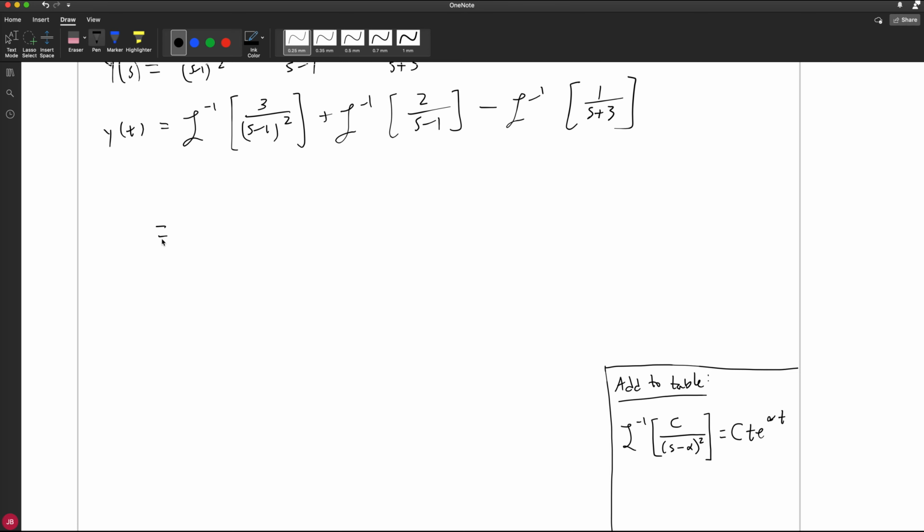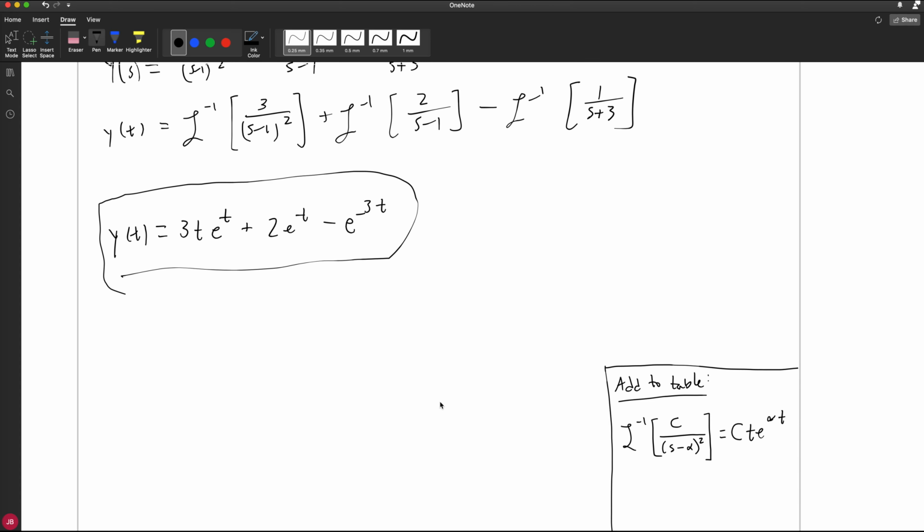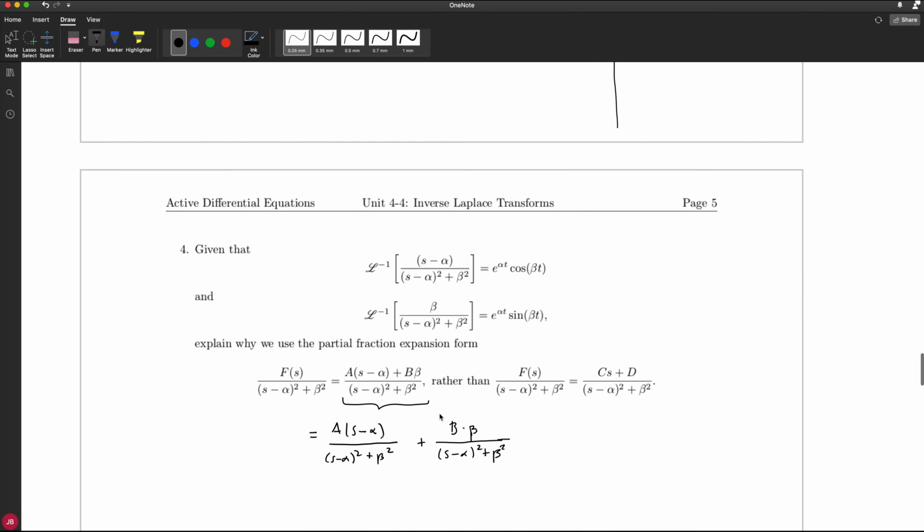All right, so now little y of t is therefore, well, what's our c value? 3, and alpha is 1, so you get 3t e to the 1 times t plus 2e to the t minus e to the minus 3t. All right, moving on to the next page.